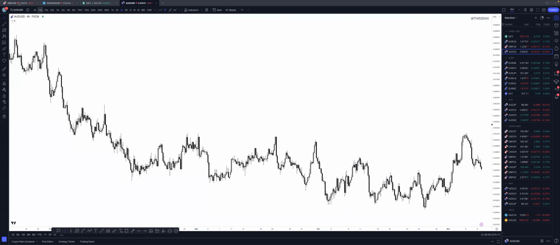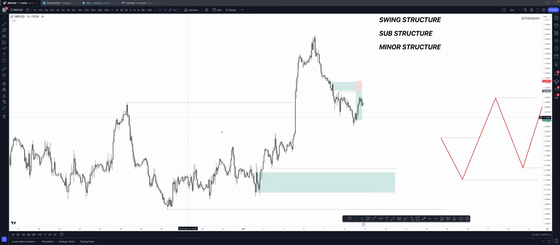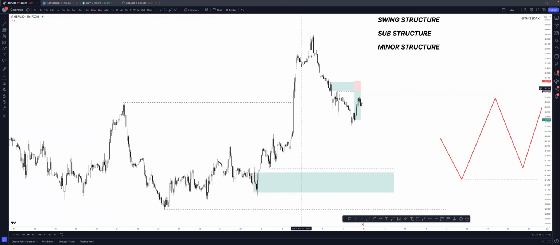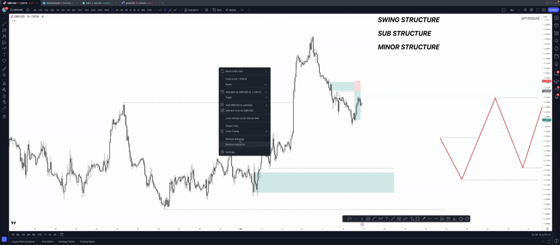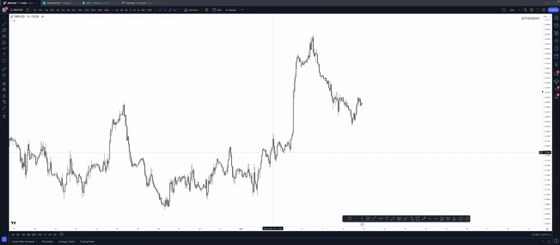On GBP/USD, I took a trade last week, which is this full buy here. So let's look at the reason why I took that trade. Let's cut price back.